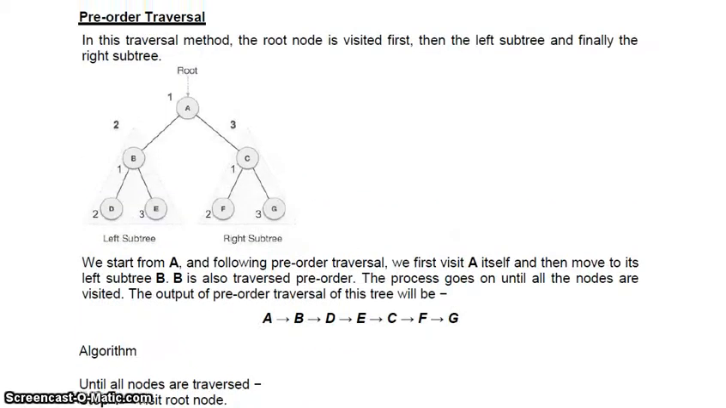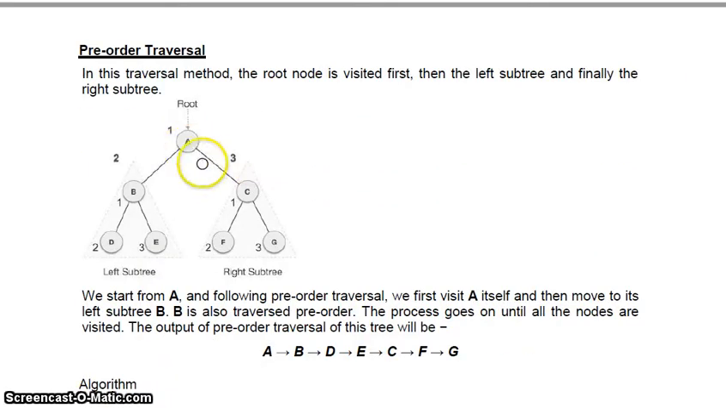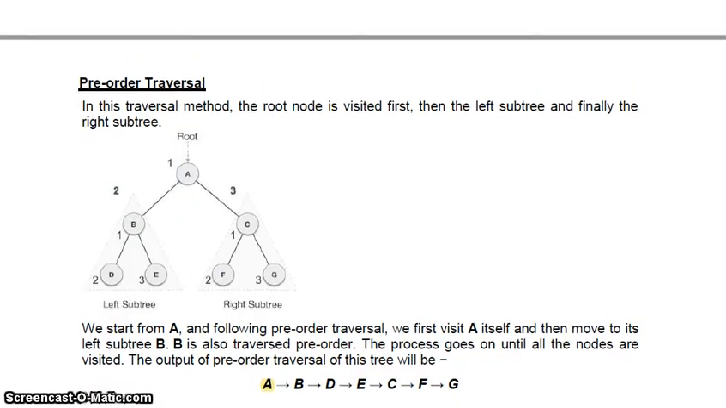In pre-order traversal, the root node always comes first. As you can see, the root node always comes first. This is a hint we need to remember. For this case also, we need to draw the line like this.